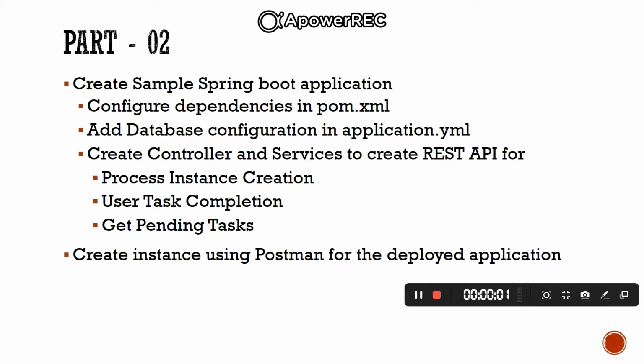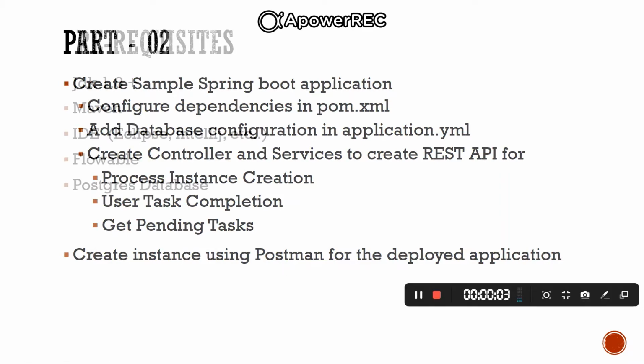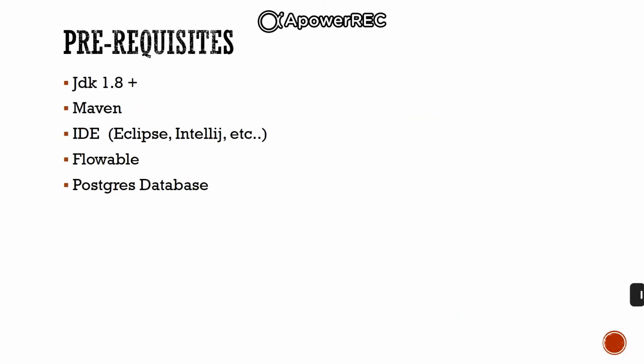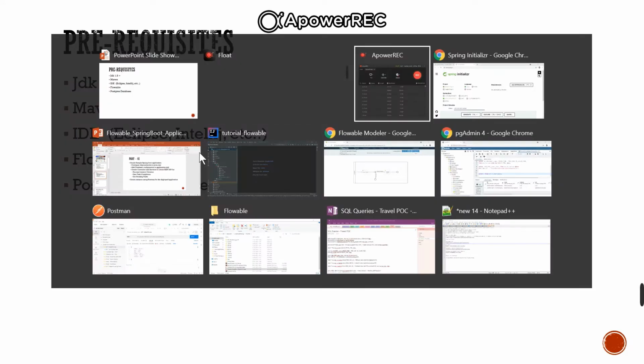So let's start with the prerequisite software required to create this Spring Boot application. Definitely you need a JDK installed on your machine, and minimum 1.8 should be there. Maven should also be installed. You should have any IDE, Eclipse, IntelliJ or any other, which you can use for development. And Flowable and the Postgres database should be there on your machine.